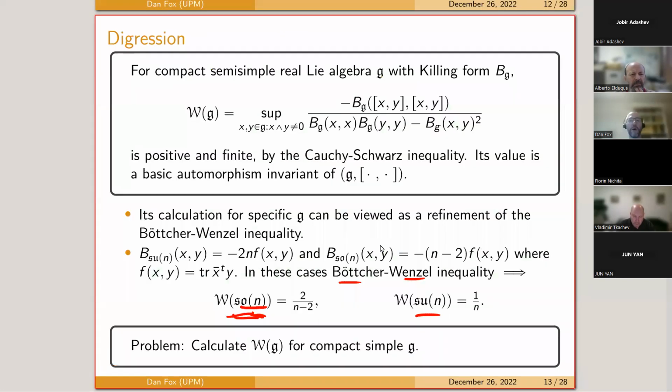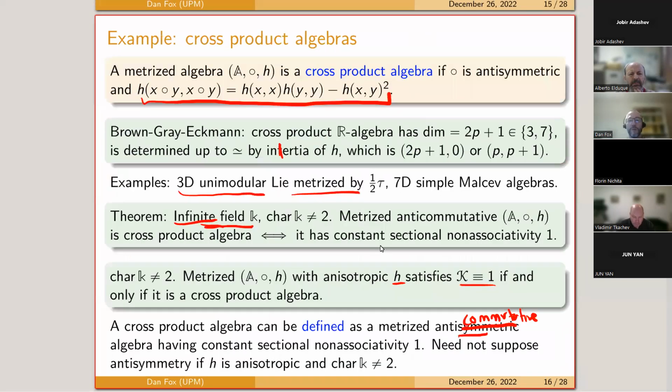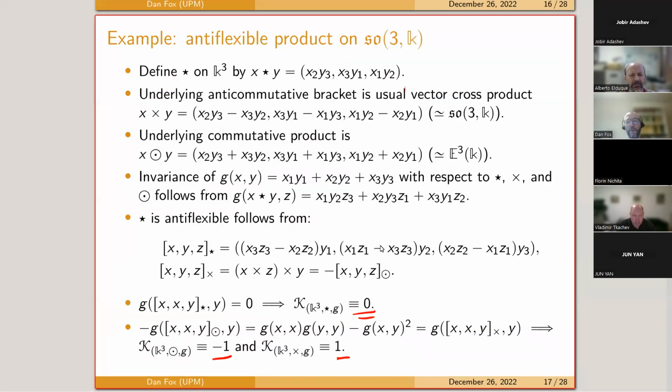And what it is, well, the underlying anti-commutative bracket is simply the standard cross product on K3, on SO3. And the underlying commutative product is the same thing, but without signs. So all that's changed here are the signs. And this fits into a general class I'll discuss later. And so it's the sum of these two things, and that just kills the second term in each. So it just gives me the product of X and Y would be this, this, and this times two. And it's invariant with respect to what looks like the usual Euclidean metric.